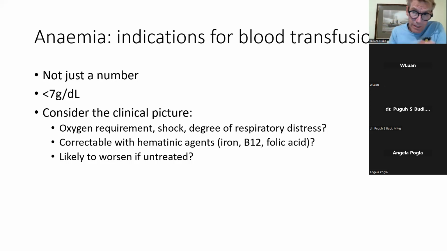But I guess the most common scenario we see children with severe anemia is when they are otherwise unwell, when they've got a respiratory infection and they're needing oxygen, or they have some degree of respiratory distress, or they may have other comorbidities, co-infections, and so those children will generally be transfused when the hemoglobin's less than 7. So the indications are really how sick the child is, not what the hemoglobin is.